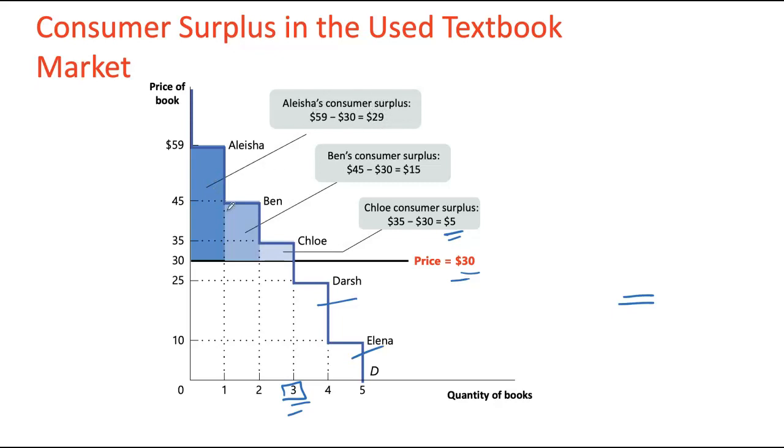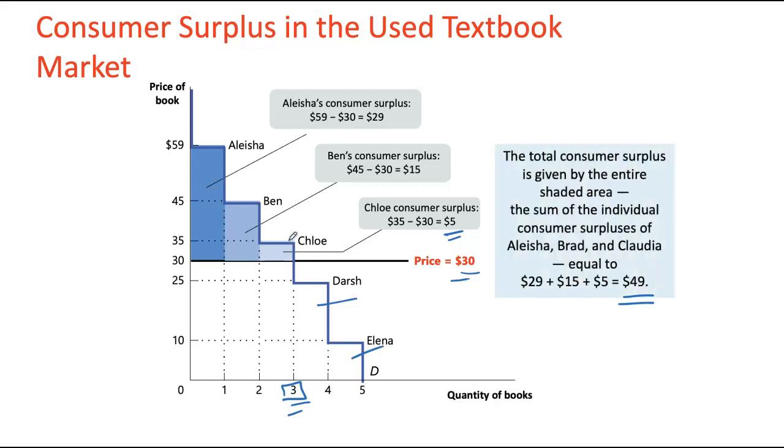Consumer surplus in this market would be the summation of all three, which is 29 plus 15 plus 5, and that gives you a total consumer surplus of $49. Now that's consumer surplus in our market given a particular price. Here we were assuming the price is $30. Now this is what we call a step curve or a discrete demand curve.